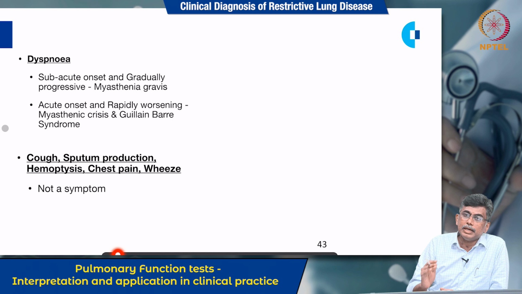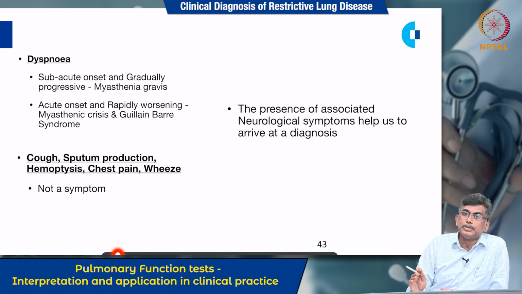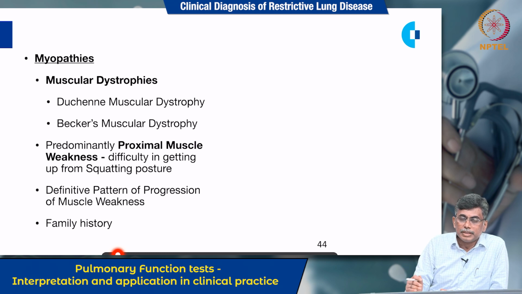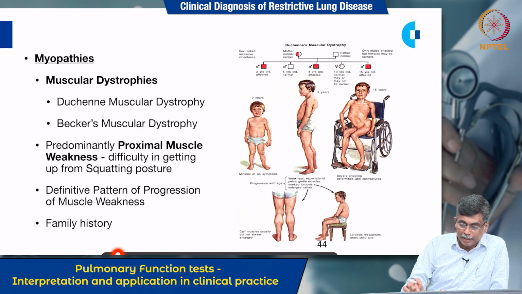Now how to identify the various types of neuromuscular diseases? That is only based on the presence of neurological symptoms which help us to arrive at the diagnosis. Now to tell about a few neurological symptoms, in a myopathy, the common myopathies affecting respiratory muscles being Duchenne muscular dystrophy and Becker's muscular dystrophy. The weakness is predominantly proximal. They have limb weakness, proximal leg muscles are weak, and as a result they give history that they have difficulty in squatting posture.